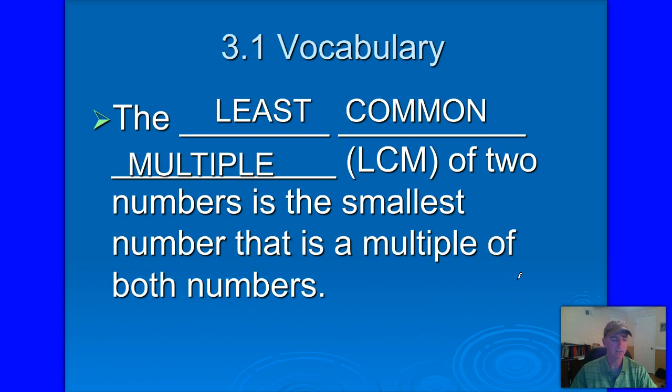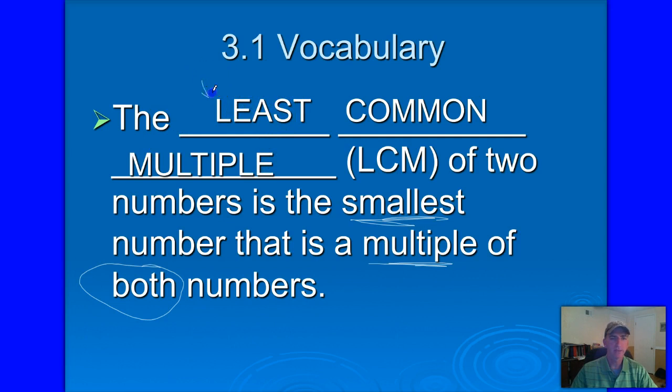This first vocabulary word at the bottom of page 1 in your notes is least common multiple. The least common multiple of two numbers is the smallest number that is a multiple of both numbers. And you'll need to remember this word, and I have students get it confused with greatest common factor because it's kind of like the same thing. They're kind of related in a way.